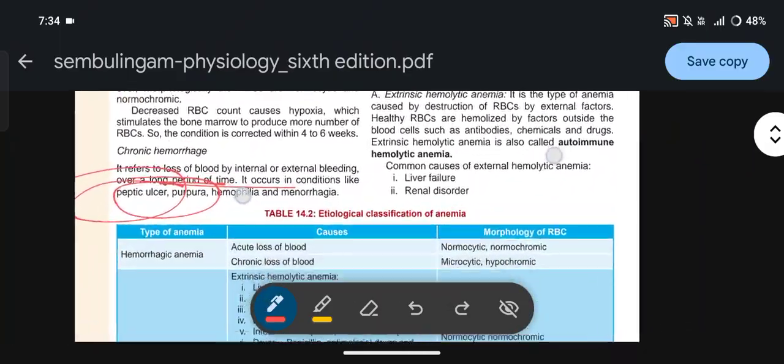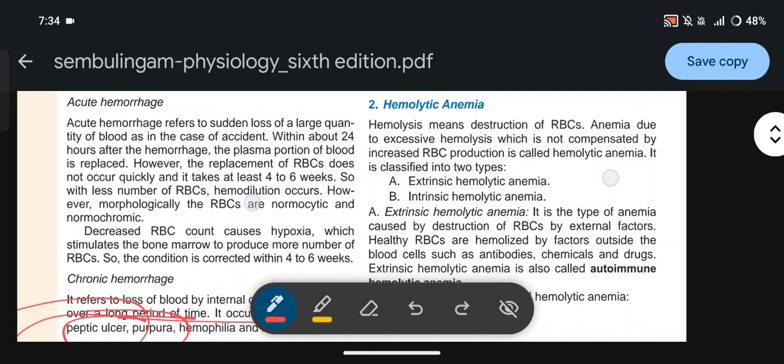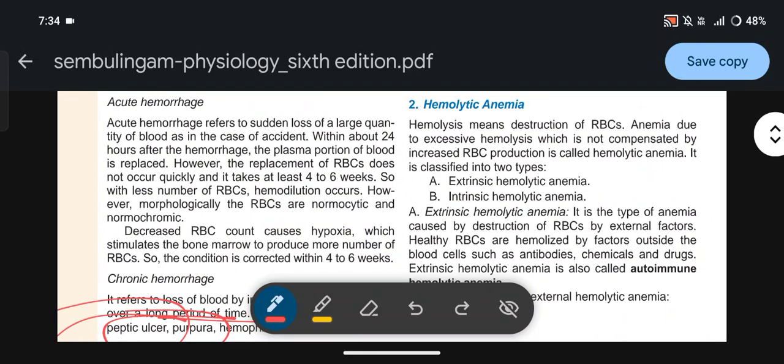Now, let us start with the hemolytic anemia. Hemolysis means the destruction of RBC, and anemia due to excessive hemolysis which is not compensated by increased RBC production is called hemolytic anemia. It is classified into two types: one is extrinsic hemolytic anemia, and one is intrinsic hemolytic anemia.